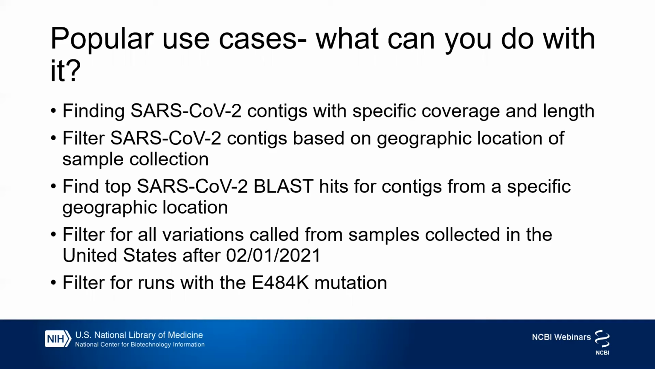So if you wanted to filter for all variations culled from samples collected in the United States or somewhere else after a certain date or between certain dates, or you wanted to compare different time points over time, you could do that. In addition, you can also filter for specific mutations. So I want to filter for all runs with this specific E484K mutation. You can do that too. So you can mix and match these options to get a variety of filtering and search abilities that you just don't have in Entrez.